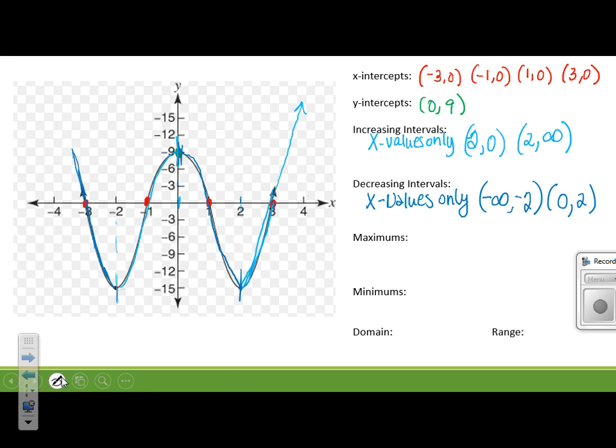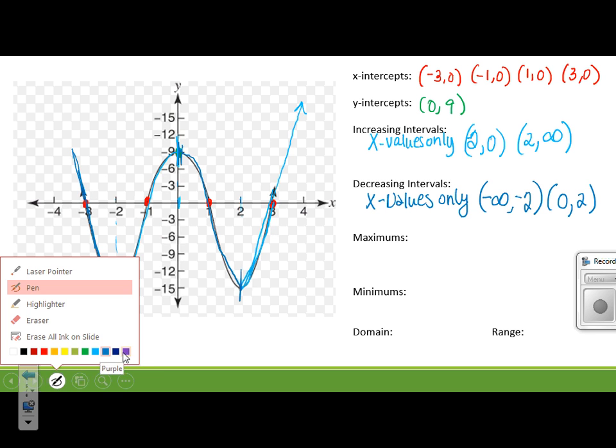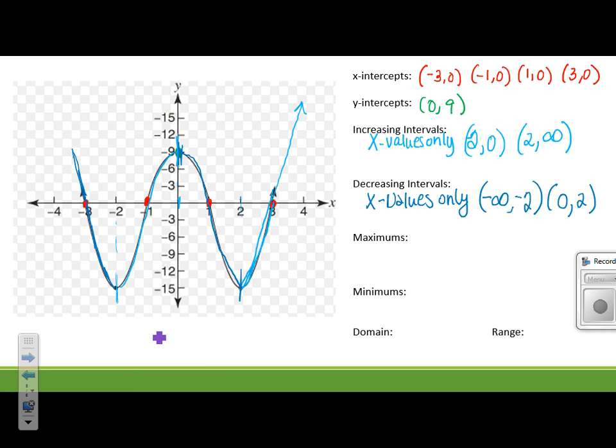Okay, maximum, remember that's the relative maximum, might not be the absolute maximum because the maximum looks like this could go on to infinity for a long time, but this is my relative maximum right here. Okay, and that is (0, 9).